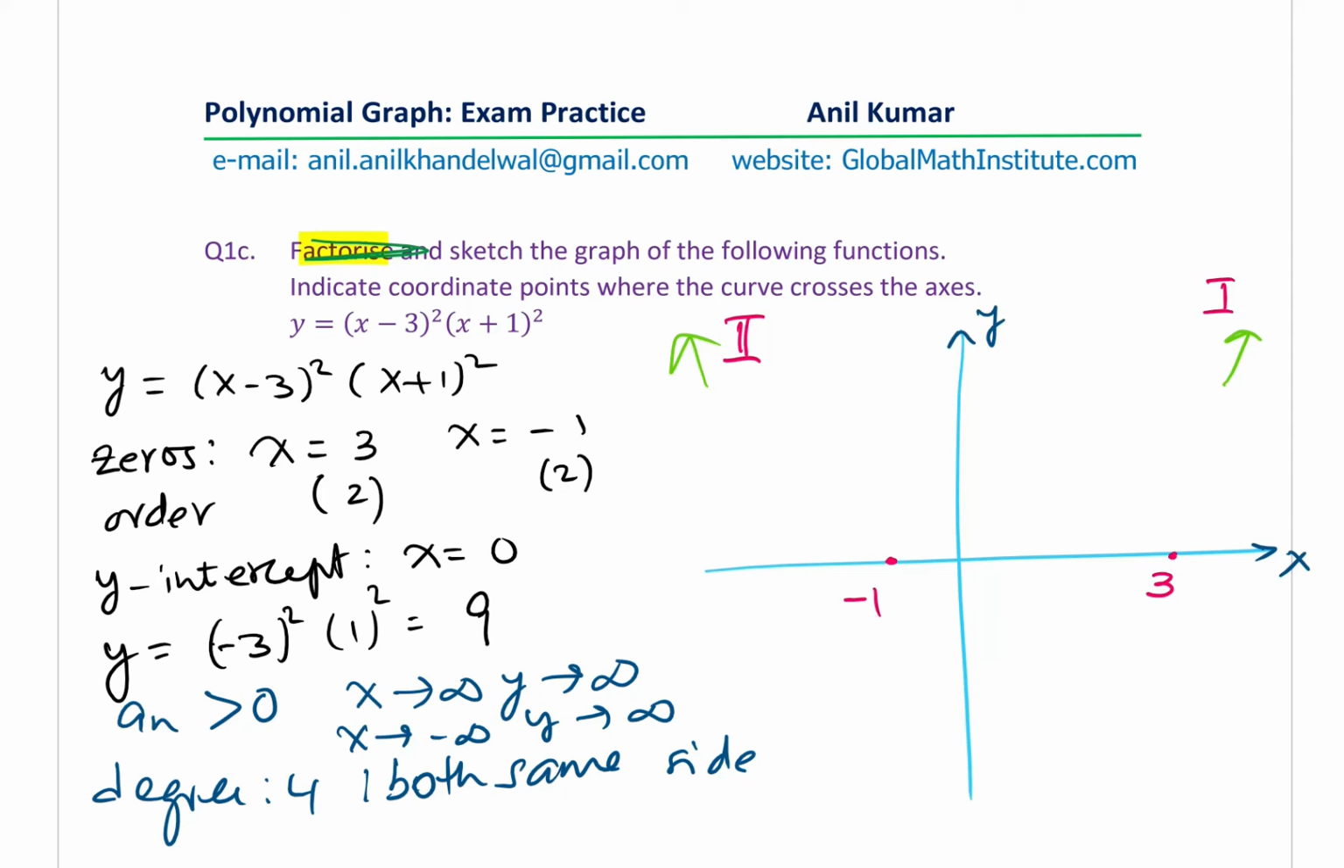Now these zeros which we have marked are double zeros, so the graph is going to turn at these points. You get the idea, right? So now we can join these points and sketch the graph. It's going to be something like this. I mean, that point is not very good. Let's redo it.